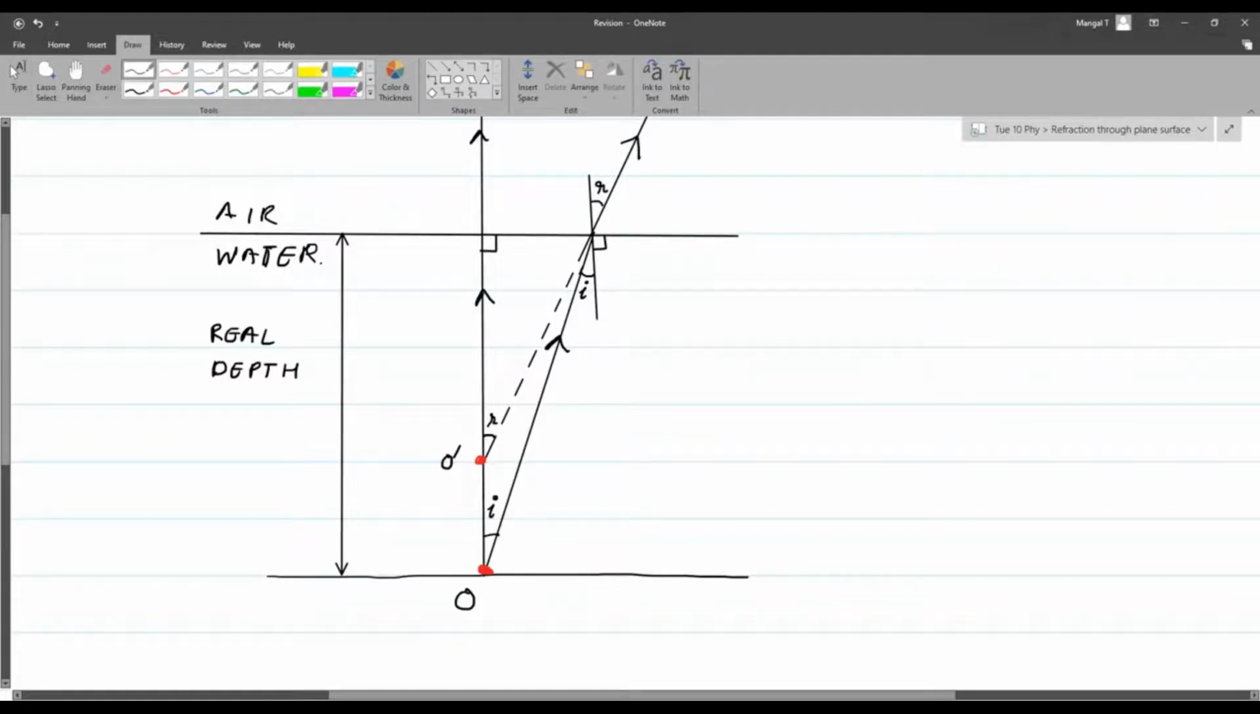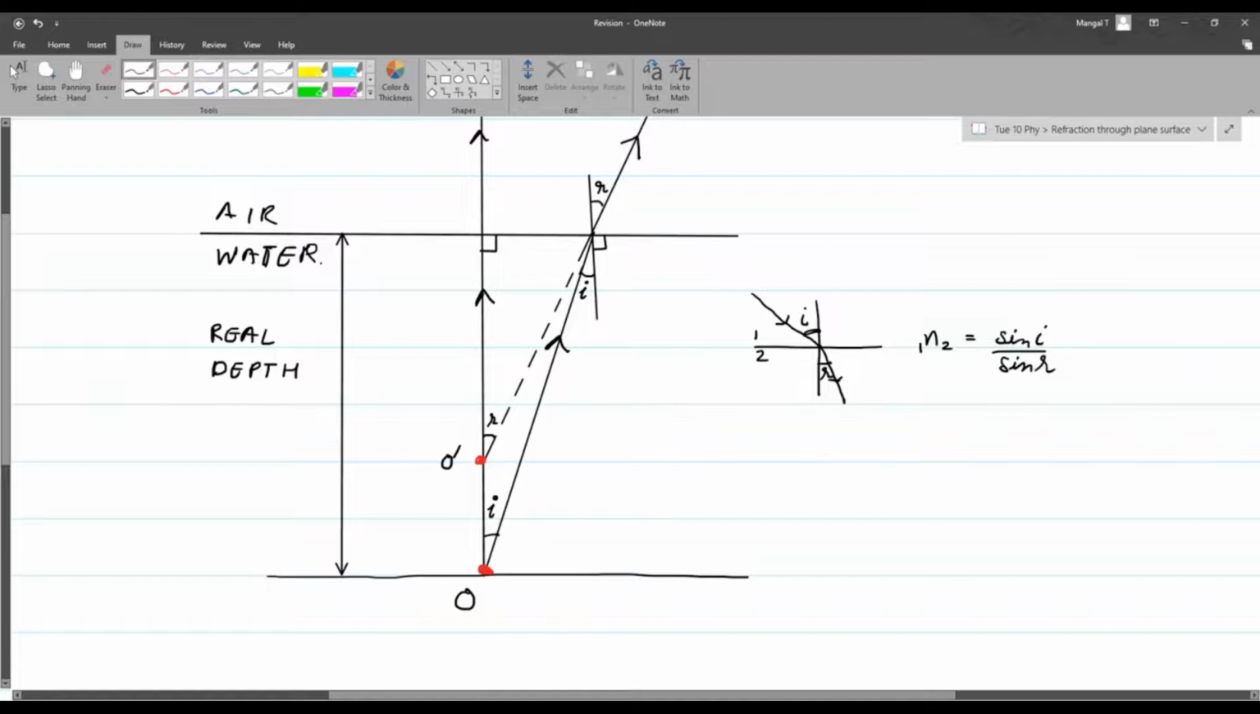Now I want to make one point again over here. This is medium 1, this is medium 2. A ray of light is entering from medium 1 into medium 2. So the angle in medium 1 is called the angle of incidence. This is called the angle of refraction. Therefore, this is called the refractive index of the second medium with respect to the first medium. So that is sine i upon sine r.